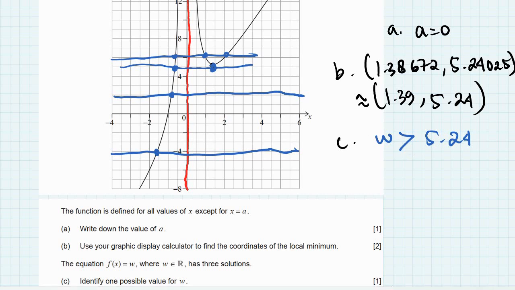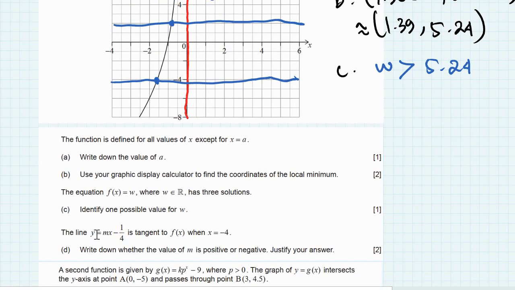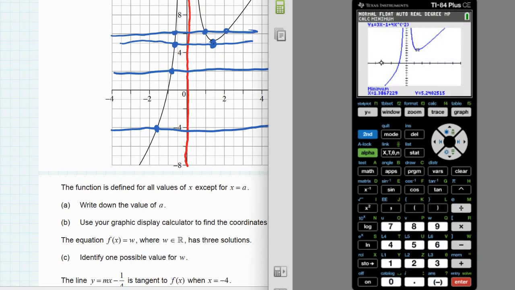That's question C. Question D, what's question D? We have the line y equals mx minus 1 over 4 is tangent to f(x) when x equals negative 4. Now x equals negative 4 means this area. We can take a look at the graph when x equals negative 4. This graph, can you see it? It's going up, from left to right. Yeah, it's going up.